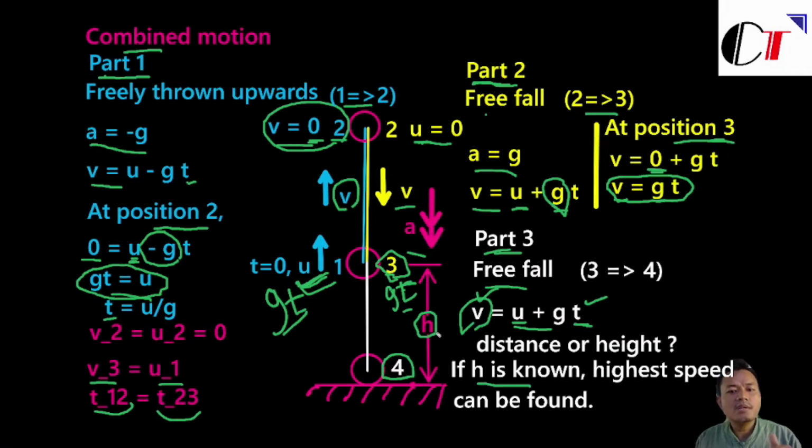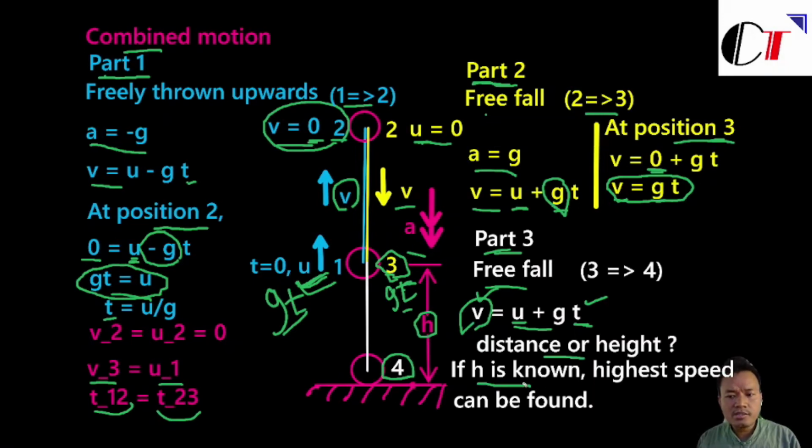So if you know the initial height or location of the object, you can find the final speed at position 4. But in order to do that, we need to know the relationship between the two speeds v and u and the height of the object, the distance between them. For the time being, we don't have the formula, but in the next video, we will look at that. So we need the distance or height information.